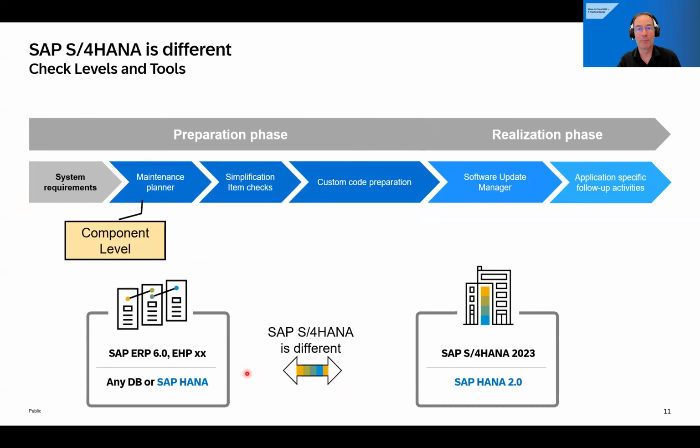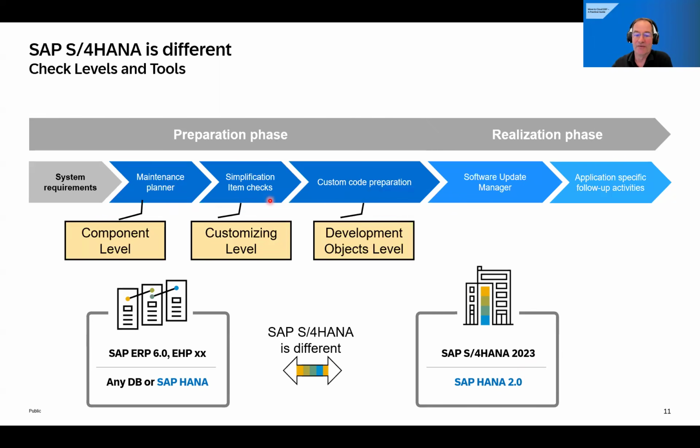The difference is, for example, on component level. We have software components, you know this. SAP ERP contains SAP Basis, contains SAP HR. Those are software components, and the software component architecture of SAP S/4HANA is different. That is considered by the maintenance planner. Now, SAP S/4HANA is different on customizing level. You know the example, customer vendor integration, many others. This is a difference on customizing level, and this is described by the simplification items, and this is checked obviously by the respective check.